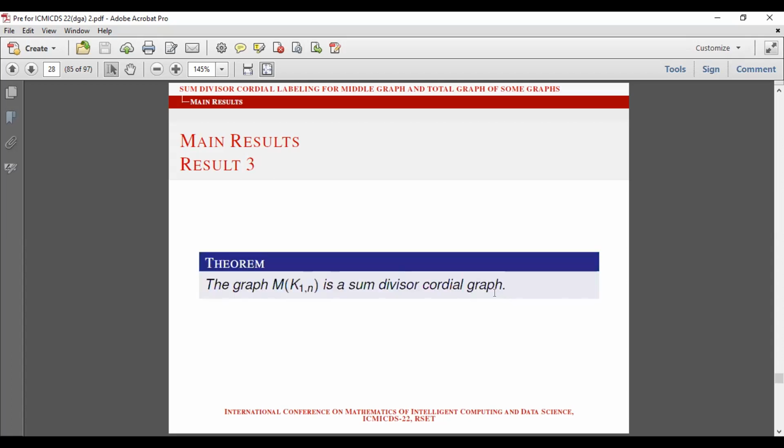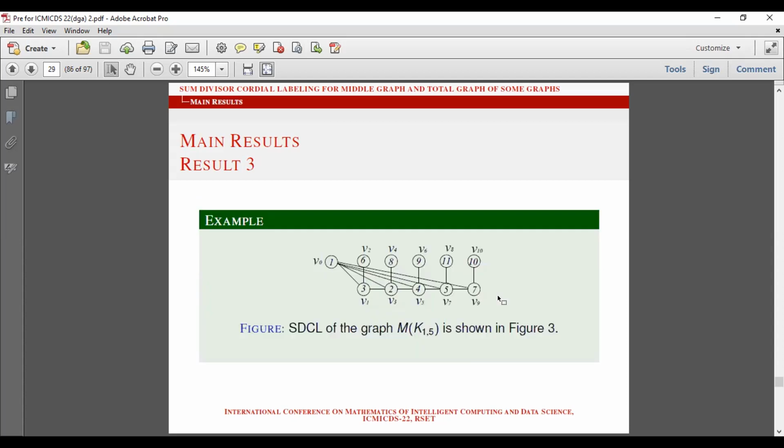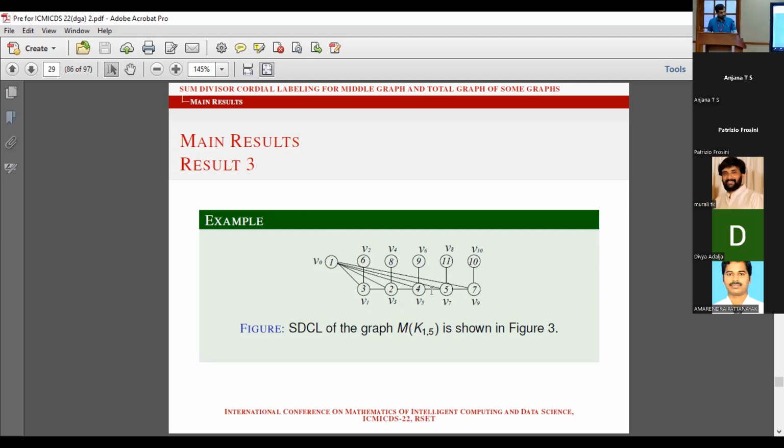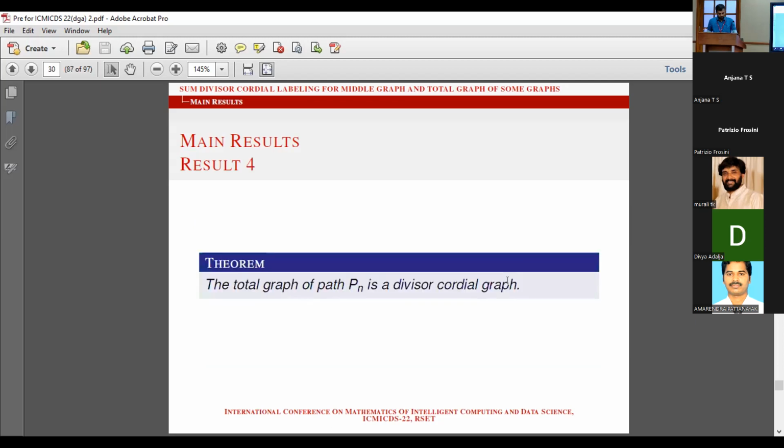The middle graph of star graph is a sum divisor cordial graph. This is the example of the middle graph of star. V0 is the apex vertex, V2, V4, V6, V8, and V10 are the pendant vertices of the star, and V1, V3, V5, V7, and V9 are the newly added vertices. If we label the V0 vertex with 1, then the newly added vertices with 3, 2, 4, 5, 7, 6, 8, and so on, and use the remaining labels for the remaining vertices, then this graph becomes a sum divisor cordial graph. Similarly, we have three more results for total graph.